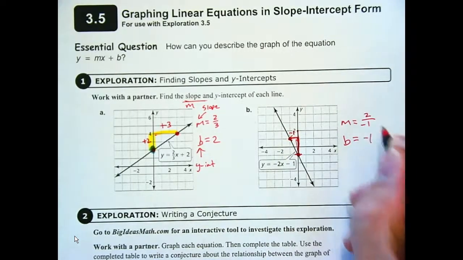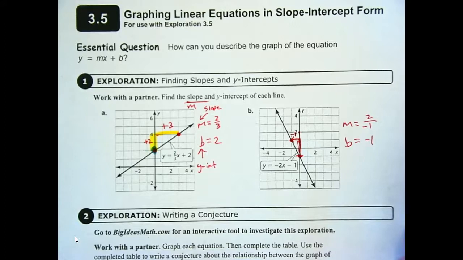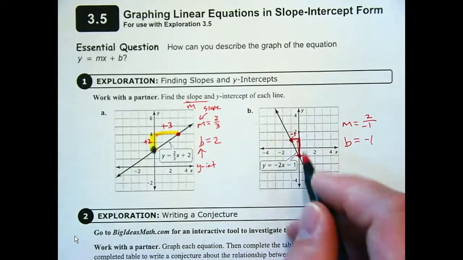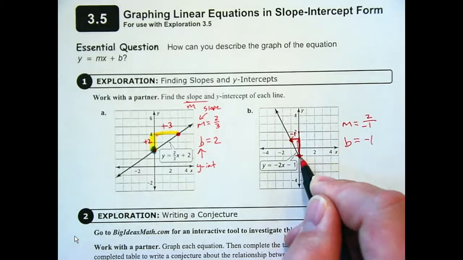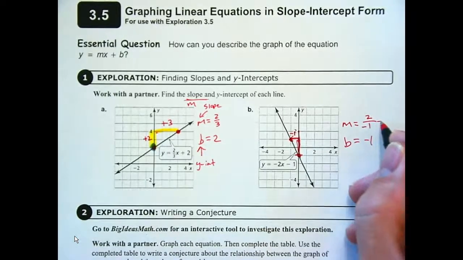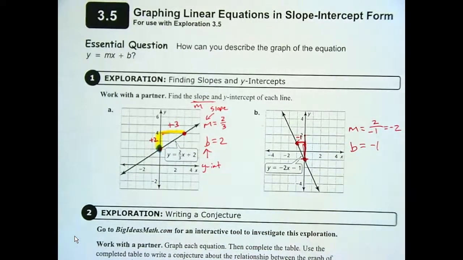Subtracting. Wait, wouldn't it be where the graph hits the line? It's where it hits perfectly. Where it hits your grid perfectly. All right, so we can reduce that to negative two. Okay, how many got them? All right, I'll be walking around. If you have questions, make sure you ask.